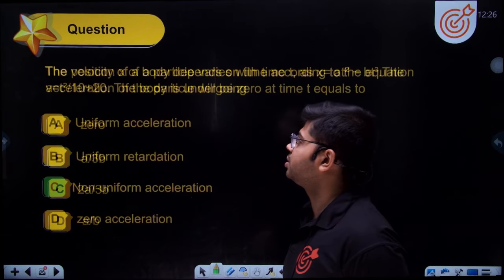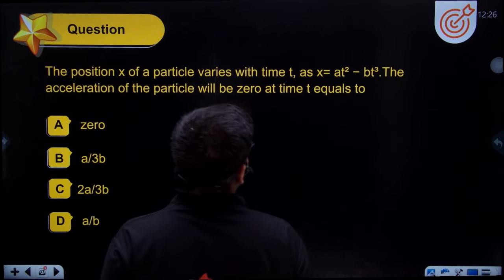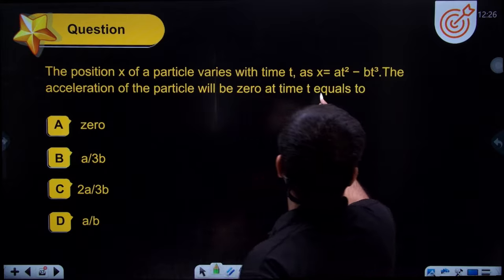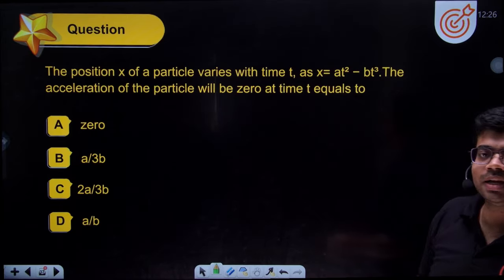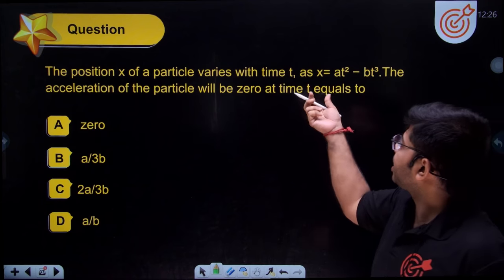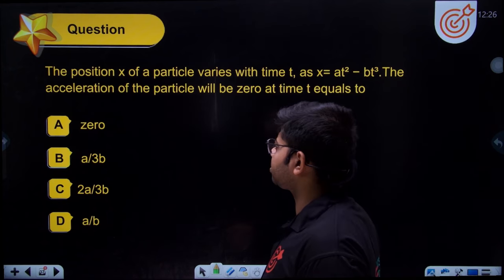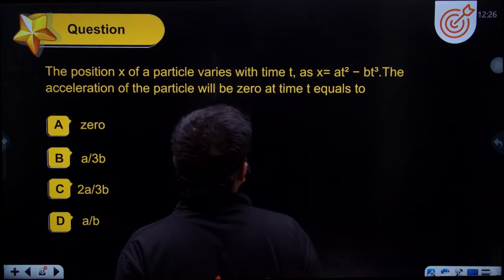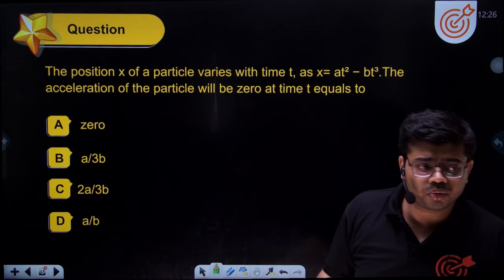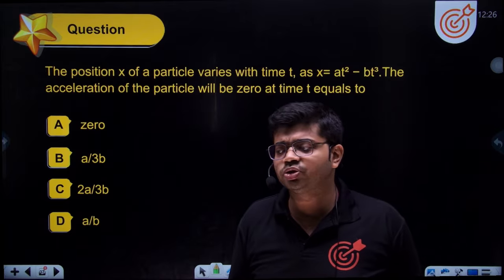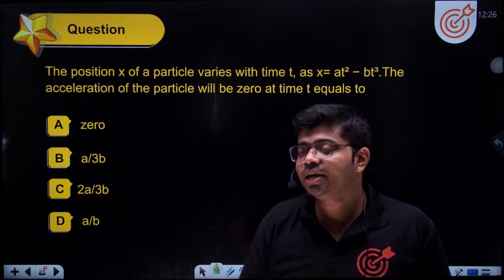Right? The position x of a particle varies with time t as, so again the position equation is given to you, and how the x is varying with respect to time. Okay, x is equal to at square minus bt cube. The acceleration of the particle will be 0 at time t equals to. So here we need to find out when our acceleration is going to be 0. That time we need to find out.